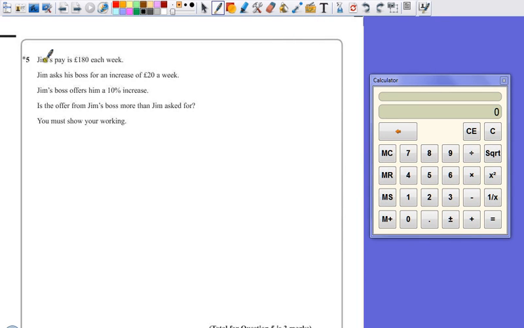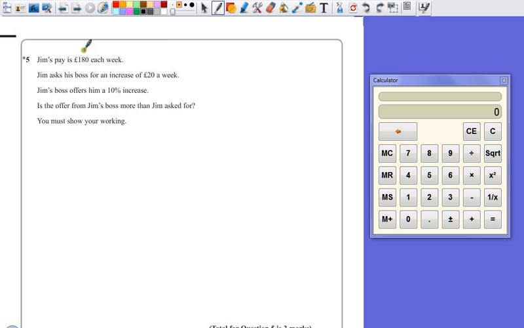Question 5's got a little star next to it, so we're going to have to make sure that we are showing our working. We might have to explain it, or at least describe what we're doing through our calculations. So let's read it. It's multiple steps here.